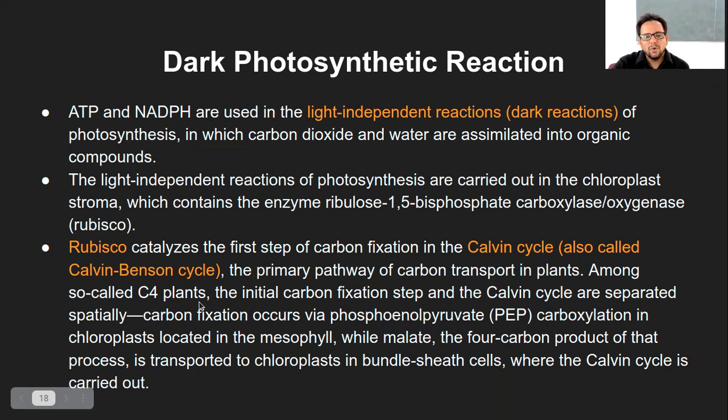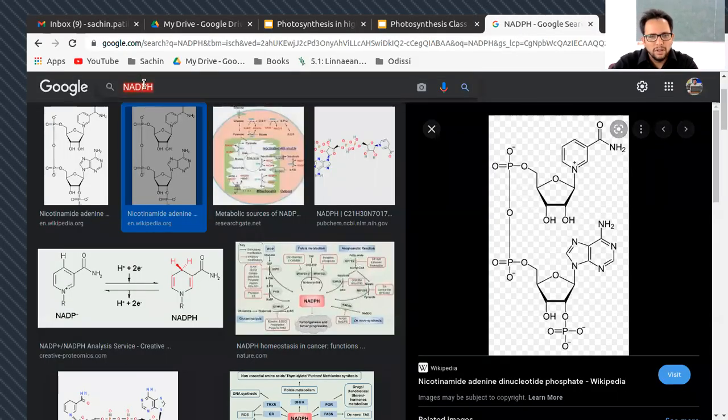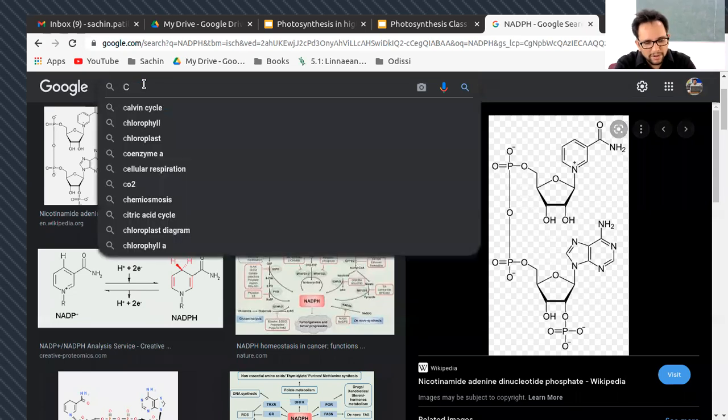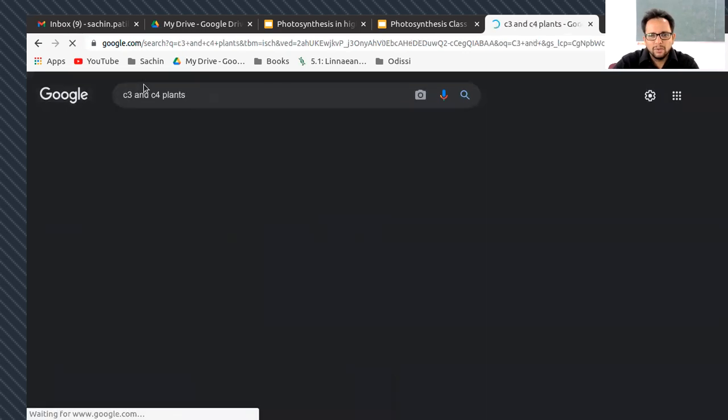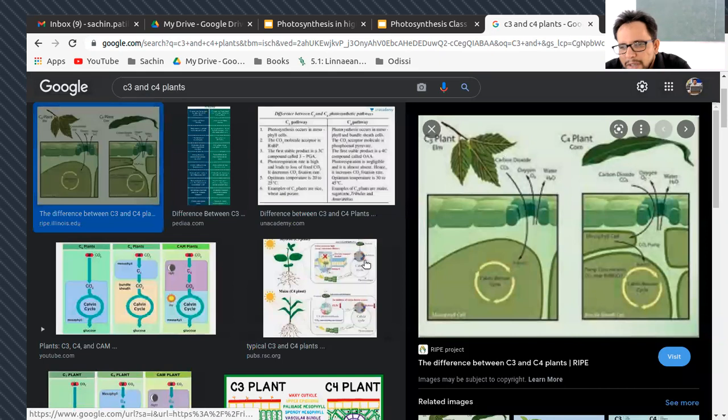So among the so-called C4 plants, now again this is a little complicated part, you need to pay more attention. There are 2 types of plants in general, depending on which mechanism they undergo, which are called C3 and C4 plants. So these are the 2 different types of plant.